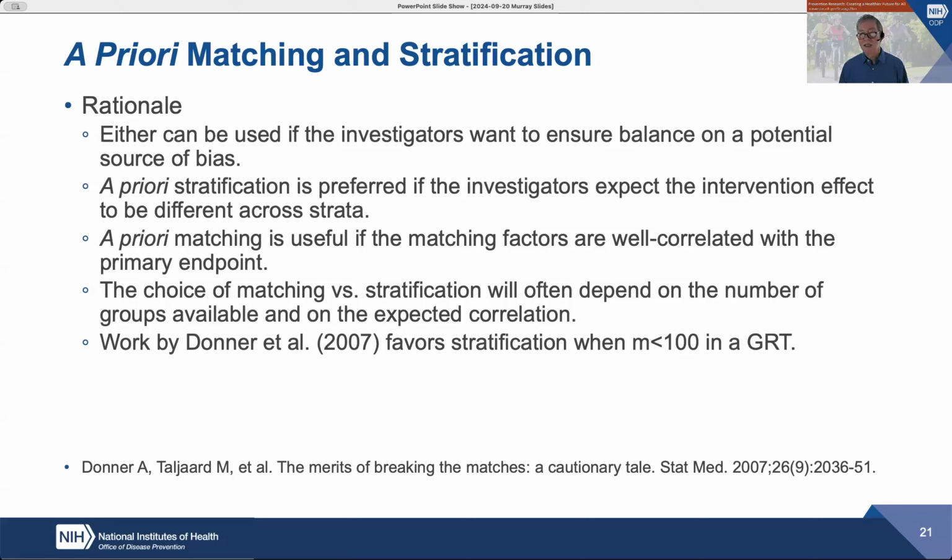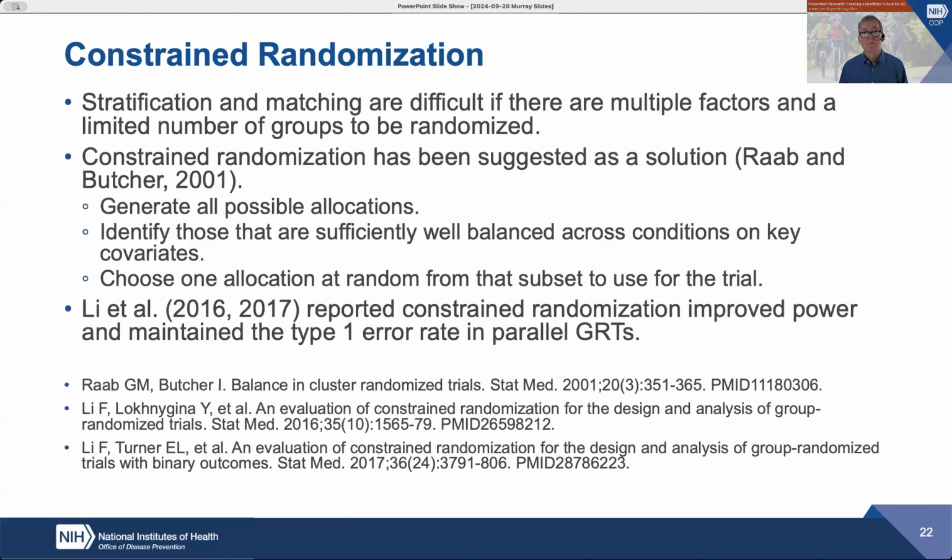A priori matching is useful if the matching factors are well correlated with the endpoint. But the choice often will depend on the number of groups available and the expected correlation. If you've got a small study, less than 100 participants, for example, stratification is generally recommended. And in most of the studies that I do, I try to use stratification and avoid matching.